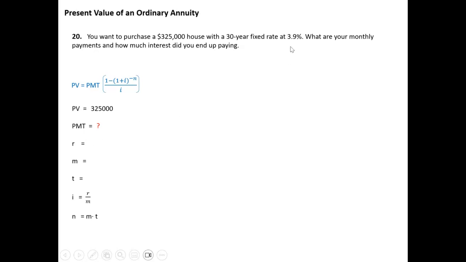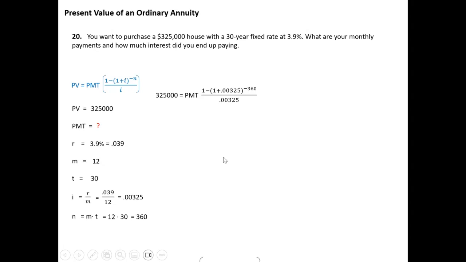The R is the interest rate, which is 3.9%, which gives us 0.039. Because most of the time the compounding period is monthly, since you're paying monthly payments for the house, the M will be 12. The time is 30. So the I will be R divided by M, 0.039 divided by 12, which gives us something like 0.00325. The N is M times T, which is 12 times 30, giving us 360.